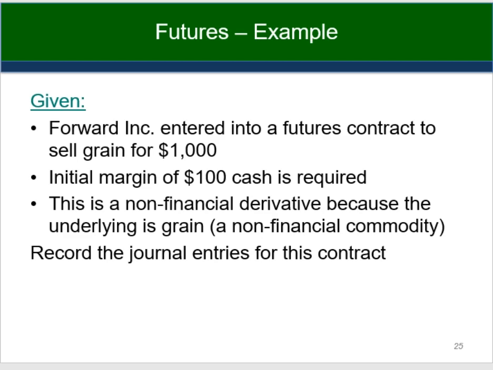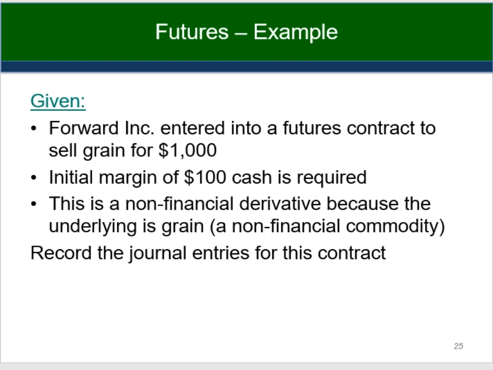So, futures example: we entered into a futures contract to sell grain for $1,000, presumably some kind of standard lot of grain, and an initial margin of $100 cash is required. So you have to pay $100 to enter into this futures contract. You have to actually have that in your margin account with the broker, the clearinghouse, and it's a non-financial derivative because the underlying commodity is grain, and that's not financial.